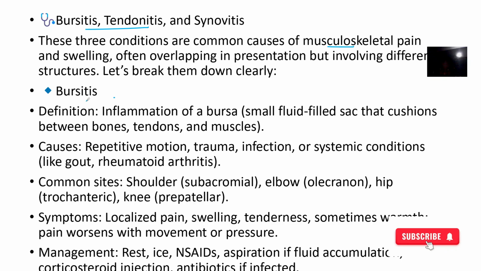So what we got here is this. Bursitis is just inflammation of a bursa, which is what? A small fluid-filled sac that cushions between bones, tendons, and muscles. So it could be repetitive motion, trauma, infection, systemic conditions like gout. Also rheumatoid arthritis.